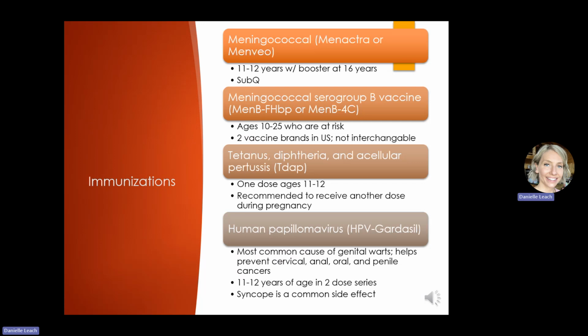And then we have the HPV, human papillomavirus vaccine. One of the brand names is Gardasil. So HPV is one of the most common causes of genital warts. So this vaccine can help prevent cervical, anal, oral, and penile cancers. It's typically given around ages 11 to 12 years of age in a 2-dose series. One of the very common side effects with this one is syncope.